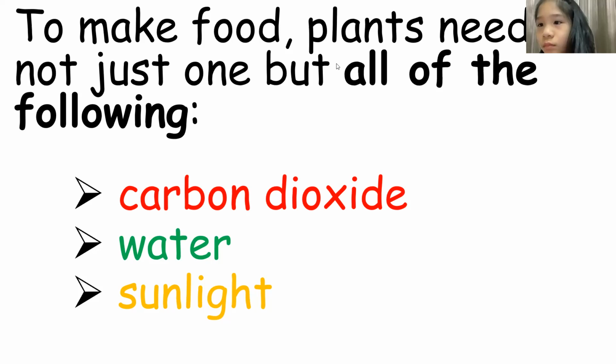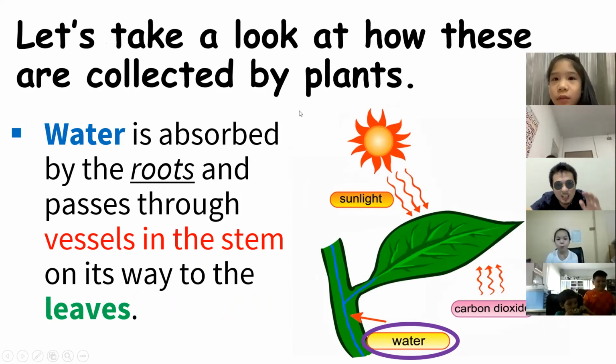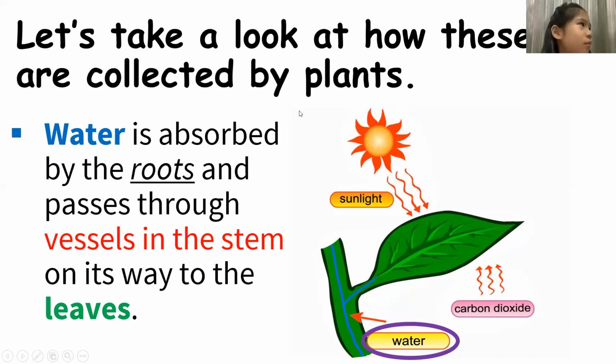They need carbon dioxide from the surroundings. They need water. They need sunlight, of course. Remember, carbon dioxide, water, and sunlight. These are the three components. Right, so let's take a look at how these are collected by the plants. Remember this, kids: how the plants collect all these components in order that the plants can make food.